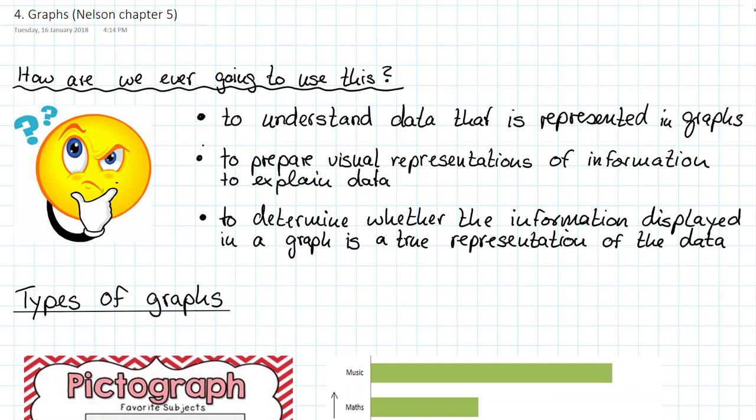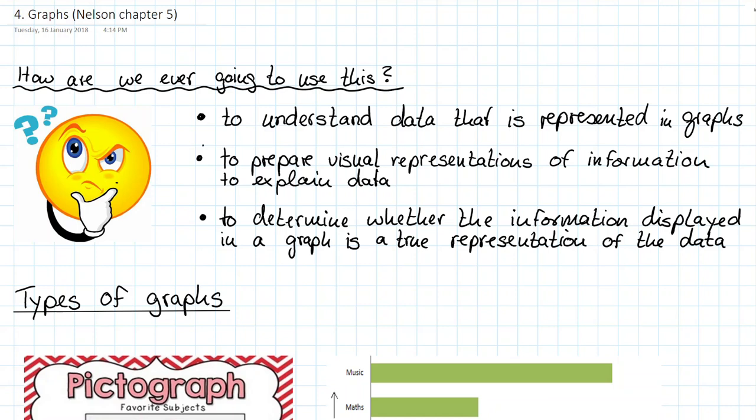How are you ever going to use this? Well, you want to understand data that's represented in graphs. This chapter is supposed to help you prepare visual representations of information, to explain data, and also to determine whether the information displayed in a graph is a true representation of the data. Quite often, data displayed can be misleading, so that at first glance it gives you a completely different impression of what the actual data is like.